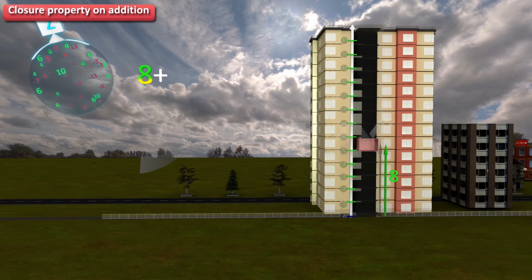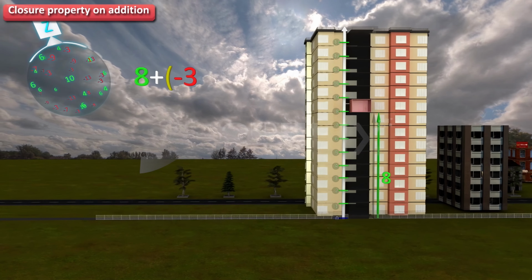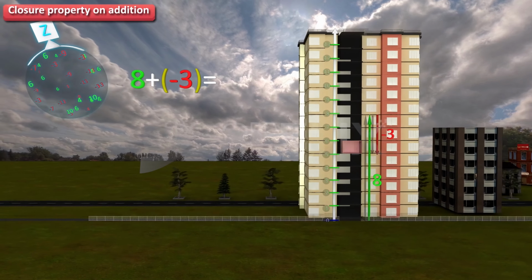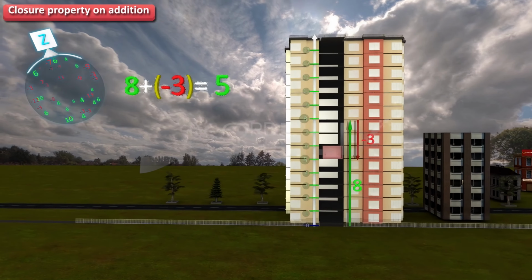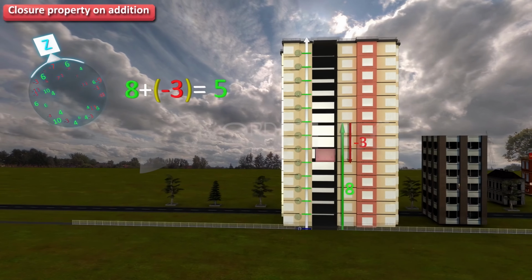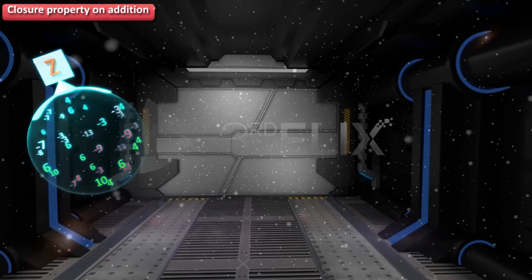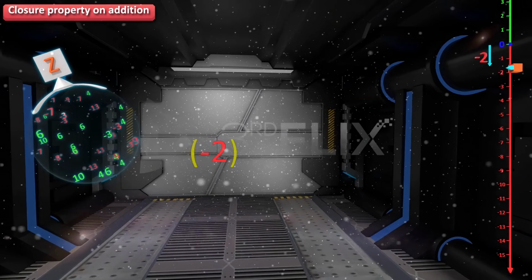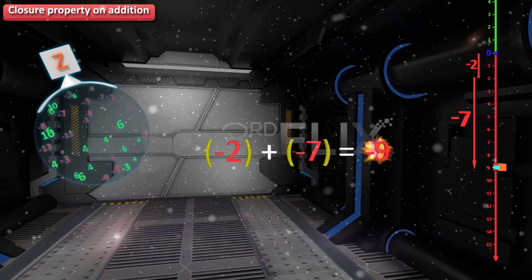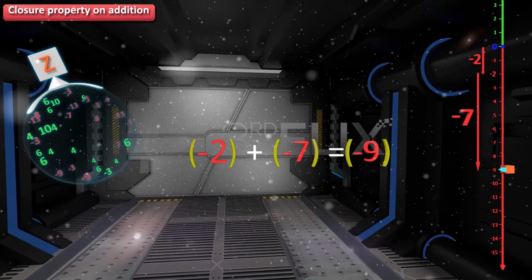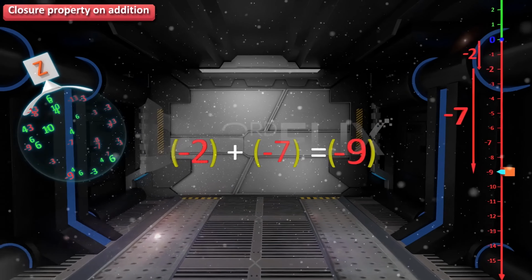8 plus of minus 3 equals 5. 8, minus 3 and 5 are integers. Minus 2 plus of minus 7 equals minus 9. Minus 2, minus 7 and minus 9 are integers.